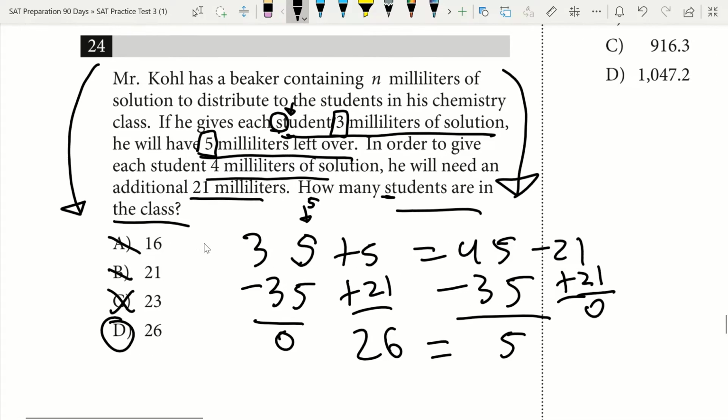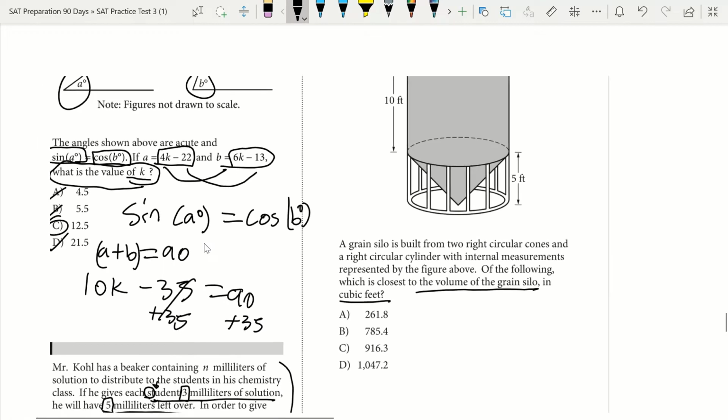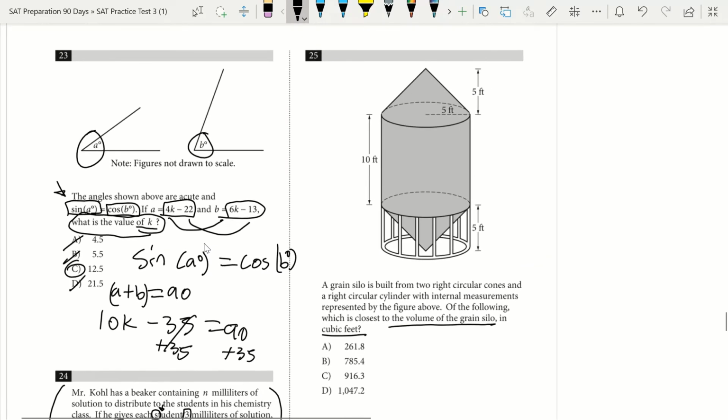All right, now we got question 25. Okay, so I've got a grain silo. Let me zoom out a little bit so you can see the whole thing. All right, so we've got this silo here. We've got a grain silo built from two right circular cones and a right circular cylinder, with internal measurements represented in the figure above. Which of the following is close to the volume of the grain silo in cubic feet? Okay, so one thing I want to talk about here.